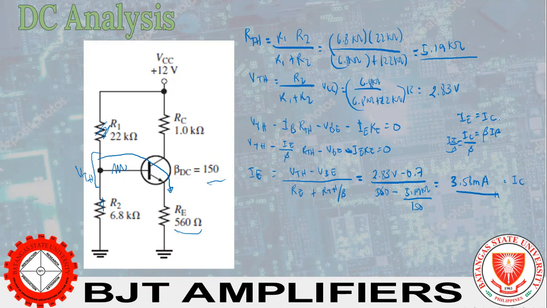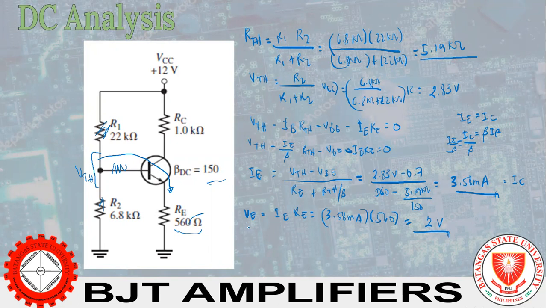Okay. So pag makuha natin yung mismo VE natin, so VE natin is IE RE. So si 3.58 milliamperes ay imu-multiply natin kay 560. Okay, so 560 and makakakuha tayo dito ng 2 volts. Okay, so yan yung mga important basic quantities na kukuhanin natin.